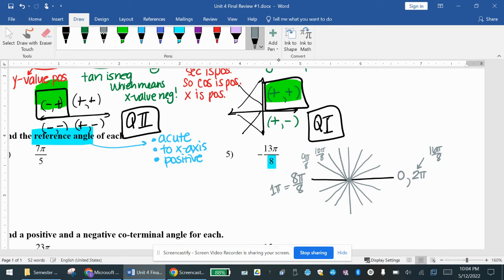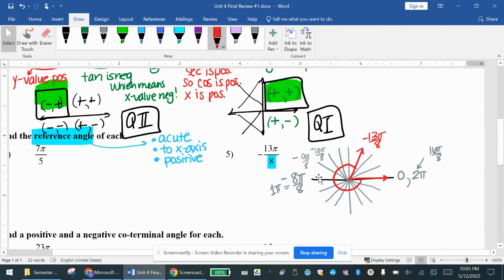So let me put negatives on these. Okay, so it's going to land here. So here is the angle, and the reference angle is the shortest distance from the terminal side, so from the arrow where it lands on the angle, to the x-axis. So if I measure from this arrow back to 8 pi over 8, that's 5 spaces, okay? But if I measure from the arrow to the x-axis and count towards the right, that's only 3 spaces.